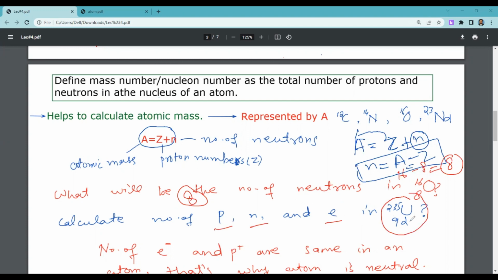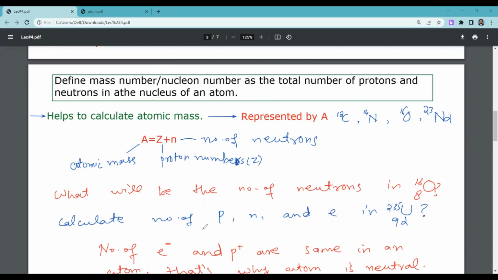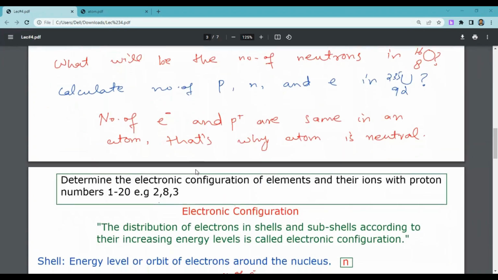Calculate the number of protons, neutrons, and electrons in uranium-235. Here, the atomic number is given as 92. 92 protons are present in uranium, and as the number of protons and electrons are the same in an element, therefore 92 electrons are also present. If you subtract 235 minus 92 according to this formula, you can also calculate the number of neutrons.